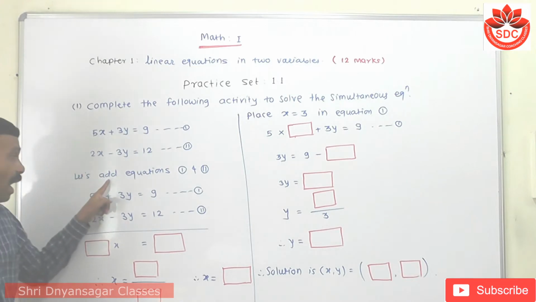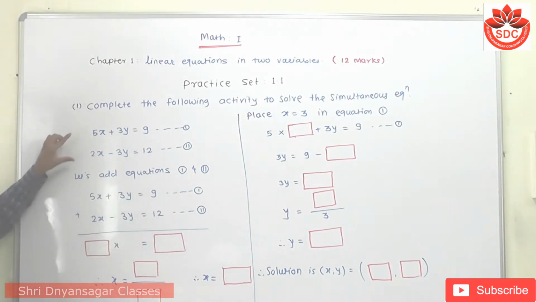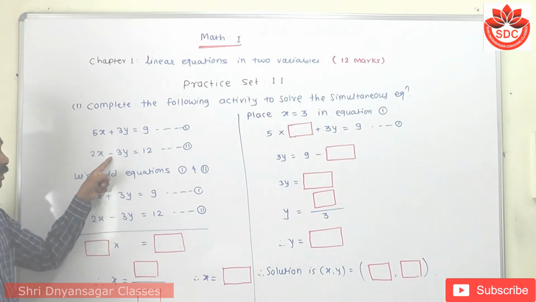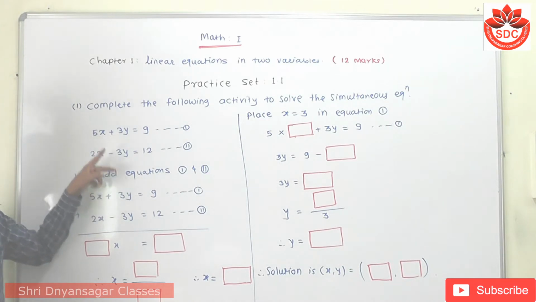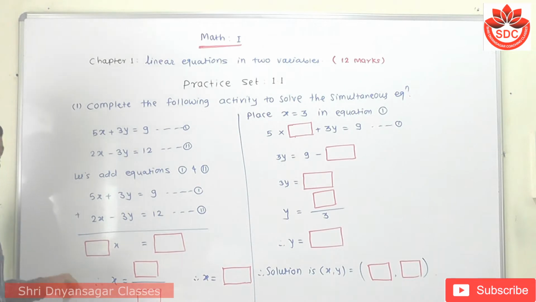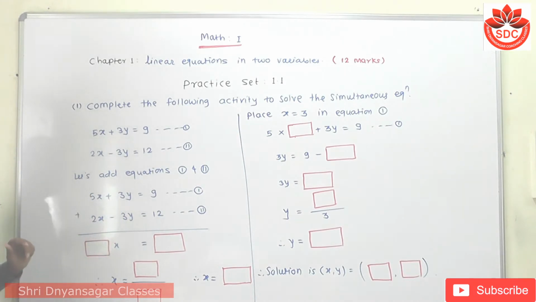Then let's add equation first and second. Now when we are adding these two equations, look at them. This plus 3 and minus 3 are different signs, so they get cancelled. So we have to add these equations. If two simultaneous equations have different signs, then you have to add, and if the same sign, then you have to subtract. So when we take the addition, this 3y gets cancelled.